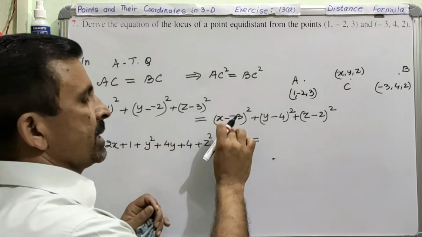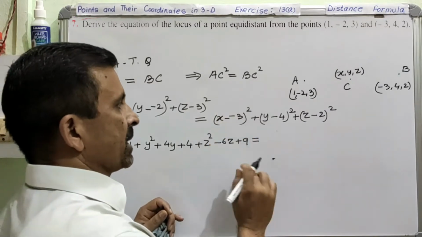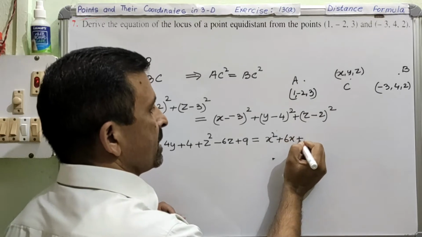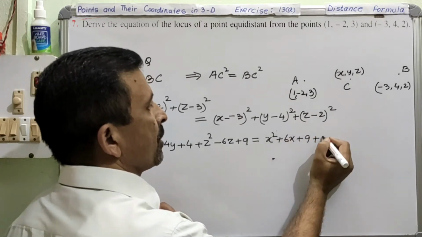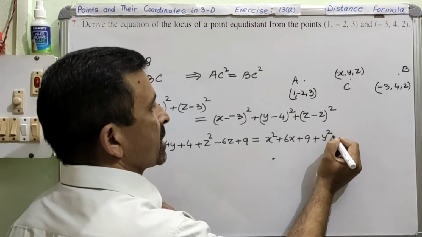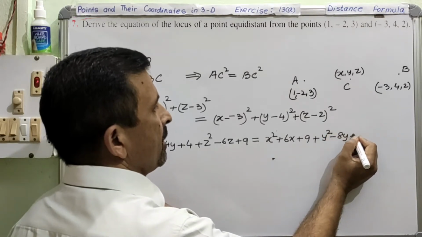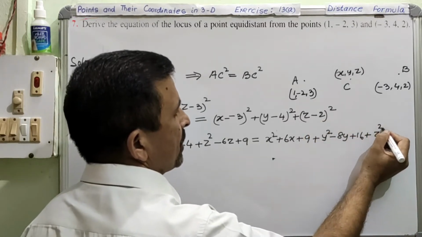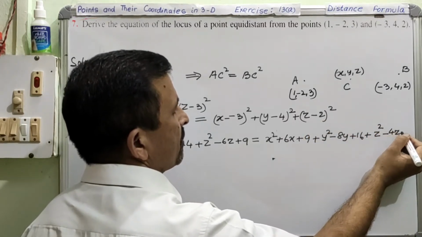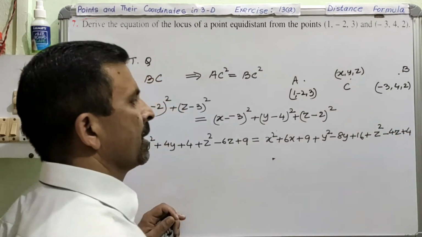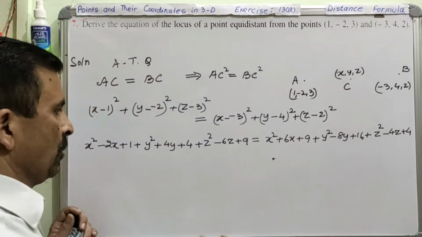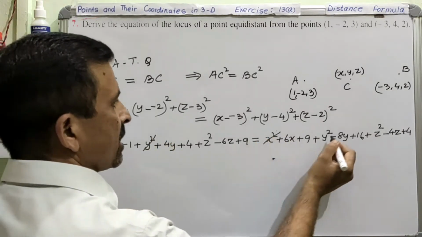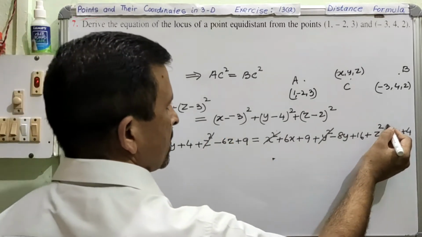Right hand side now. This is minus plus. So here we will apply a plus b. So this is x square plus 6x plus 9. This will become a minus b whole square here: y square minus 8y plus 16, plus z square minus 4z plus 4. Clear? Both the sides are simplified. Now we are going to do the final simplification. x square cancels x square, y square cancels y square, z square cancels z square.